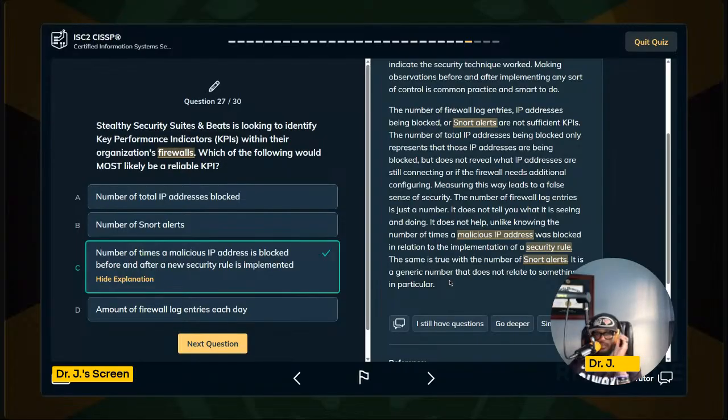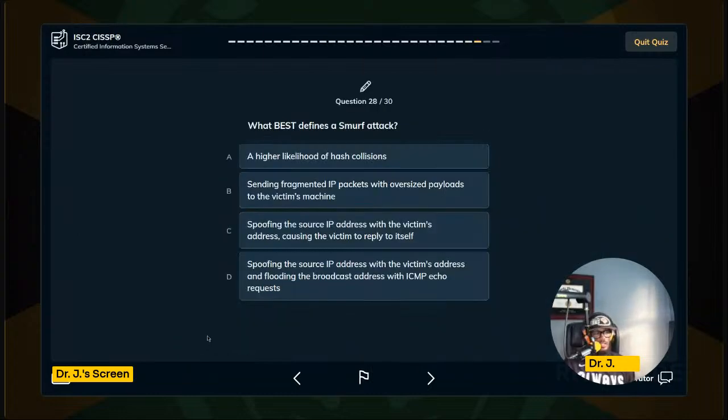Yeah, the number of firewall log entries is just a number. It doesn't tell you what it's seeing or doing. Same is true with the number of Snort alerts. It's a generic number that does not relate to something in particular. They're essentially empty stats. It does not really give you anything actionable to go with.